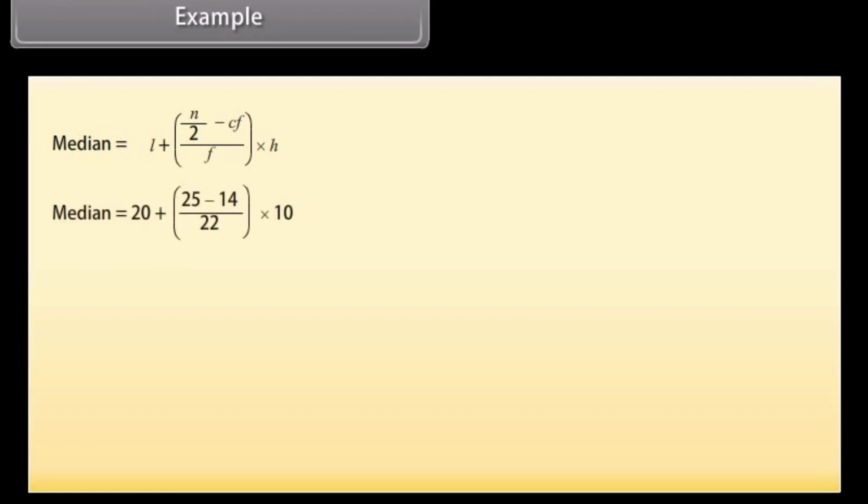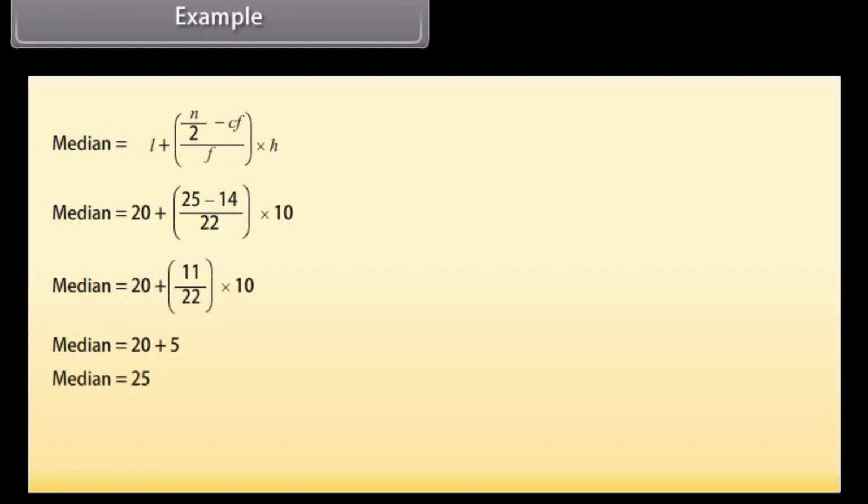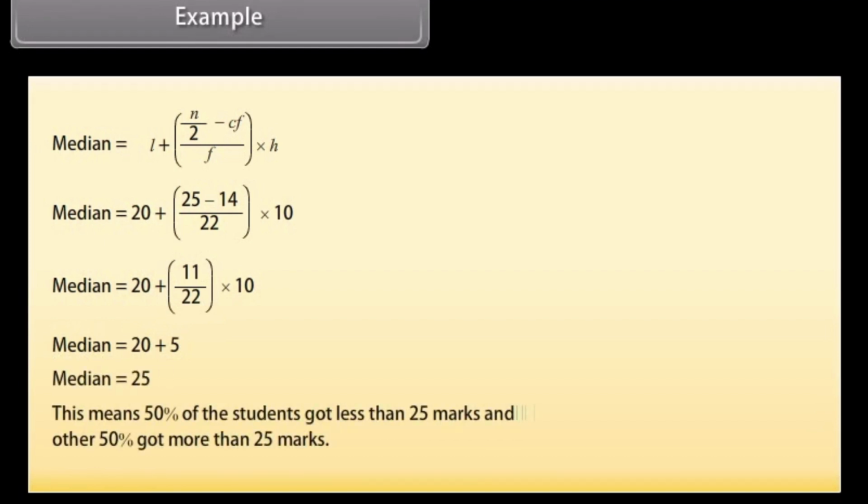Median equals 20 plus (25 minus 14) by 22 into 10, which is 20 plus 11 by 22 into 10. Median is equal to 20 plus 5, which equals 25. This means 50% of the students got less than 25 marks and the other 50% got more than 25 marks.